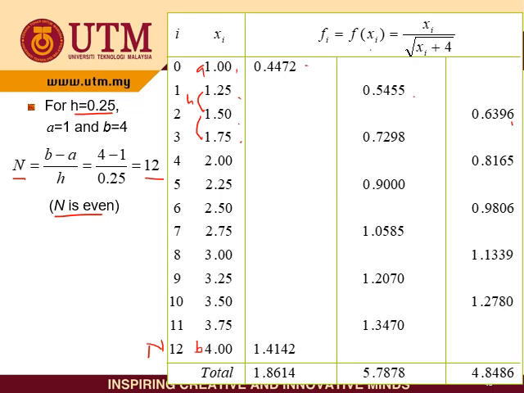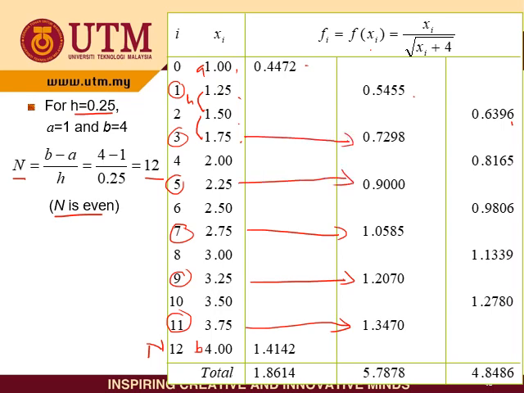Then you see the odd numbers 1, 3, 5, 7, 9, 11 all go in the second column. The even numbers in the middle will be in the third column: 8, 6, 4, 2. But the last one, 12, because it is the last one, will be in the first column. So you have the sum of the first and the last, then the sum of the odd and the sum of the even, same as previously.